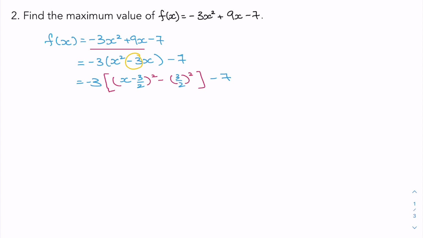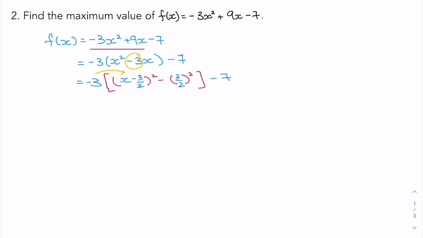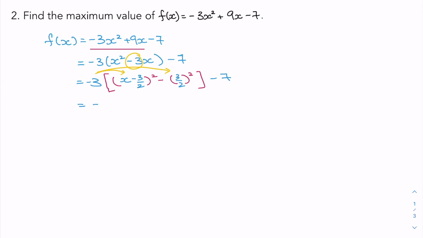Next, we expand negative 3 into both brackets, and that should give us negative 3 with the bracket, positive 3 because there are 2 negative signs. Last step for us is to use our calculator to just calculate this, which we should get as 1/4.